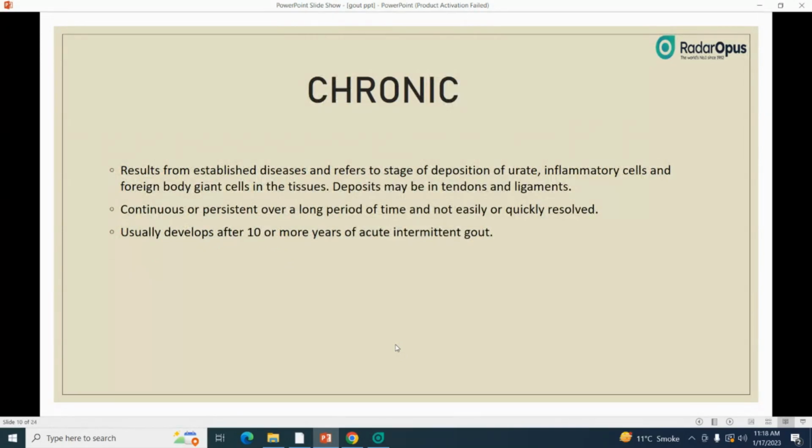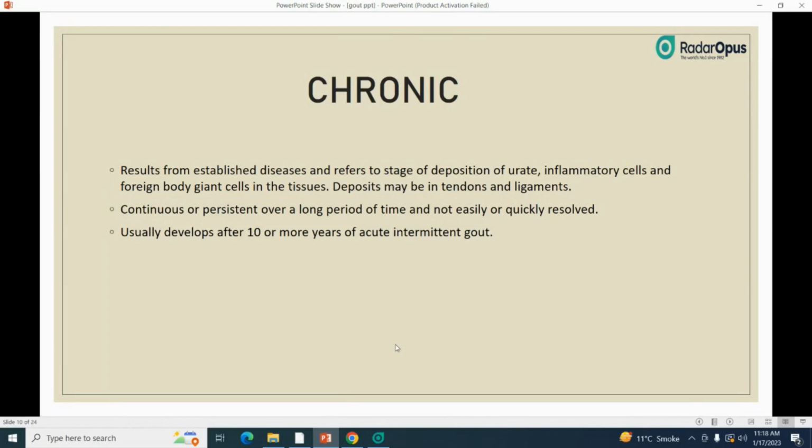The next part is chronic gout. The last one is chronic gout. It results from the established disease and refers to the stage of deposition of urate, inflammatory cells, and foreign body giant cells in the tissues. Deposits may be in tendons and ligaments, continuous or persistent over a long period of time and not easily or quickly resolved. It usually develops after 10 or more years of acute intermittent gout.